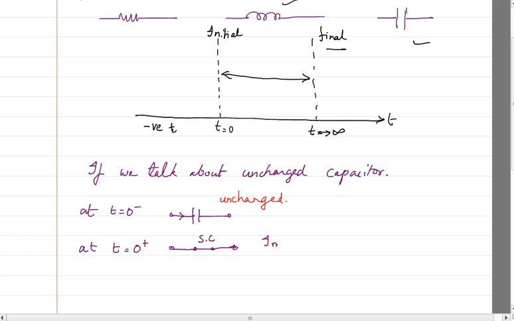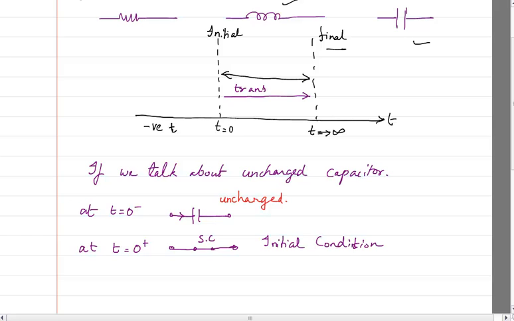So the initial condition of a capacitor when it is uncharged and some current is passed through it is that it will act as a short circuit. And once it starts charging, slowly it will charge, and as it is charging it will start opposing the current. Now it is going through this stage which is called the transient stage.